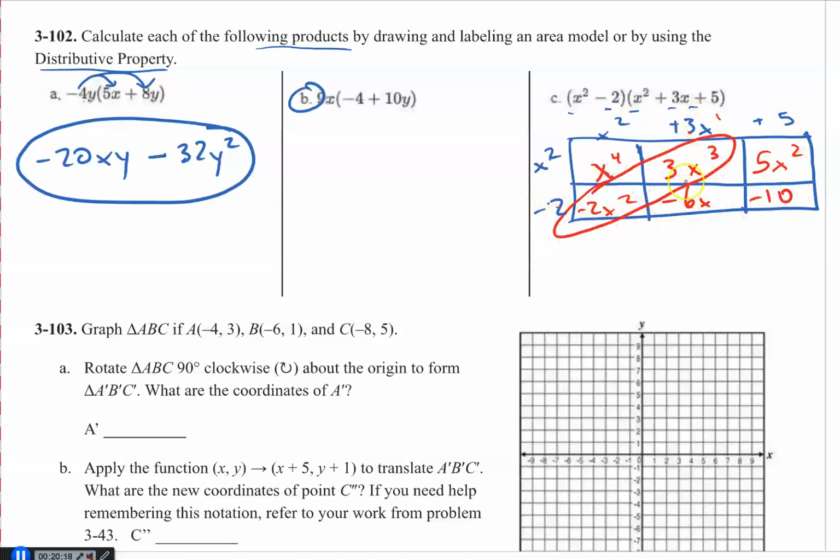Combine like terms. Those are not like terms. Those are not like terms. So these x squared terms are the only ones that are like terms. So we have x to the power 4 plus 3x cubed plus 5x squared minus 2x squared, that's just 3x squared, minus 6x minus 10.